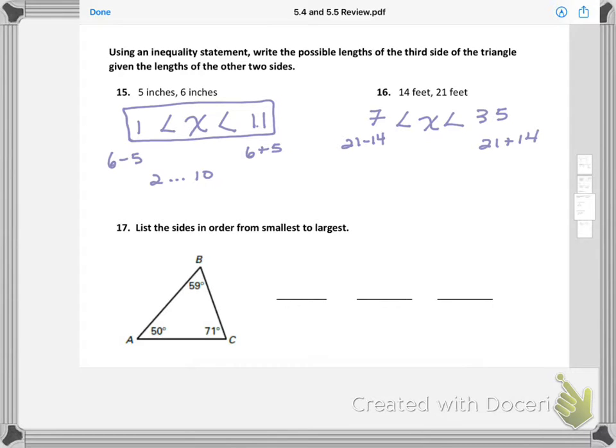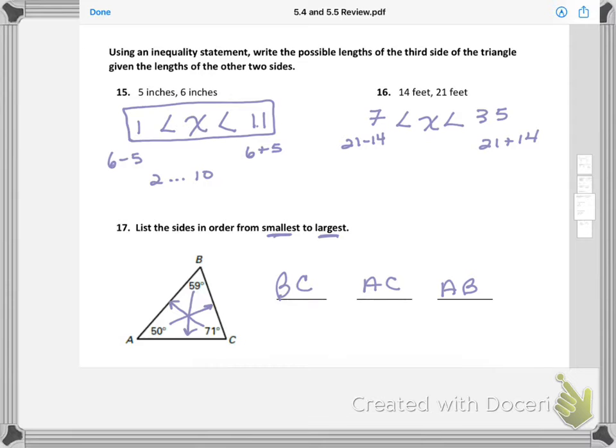Okay, so the next question says list the sides in order from smallest to largest. So I think I'm going to list the sides two ways. The first way is just to first look for my smallest angle and then go right across and say that that side BC is the smallest, because this is going from smallest to largest. Then my next angle is 59. That's right across from AC. And 71 is right across from AB, 71 being the largest angle.